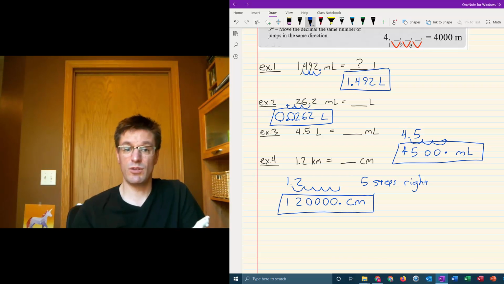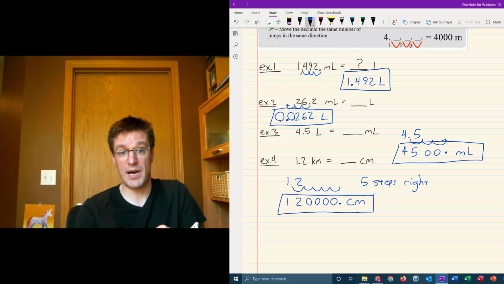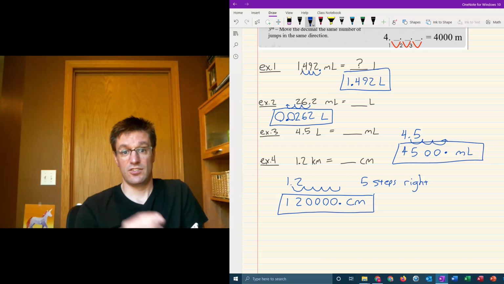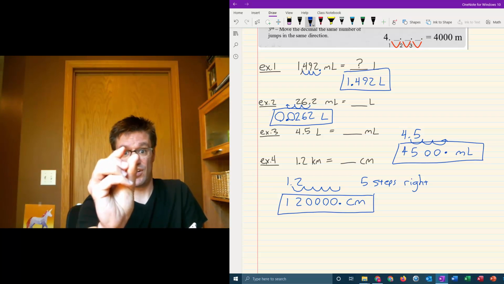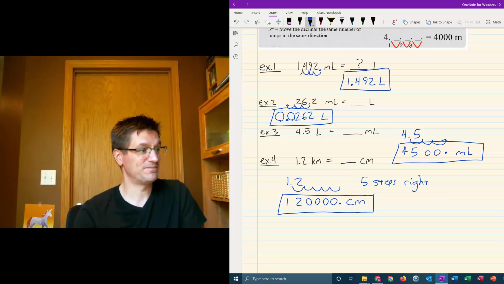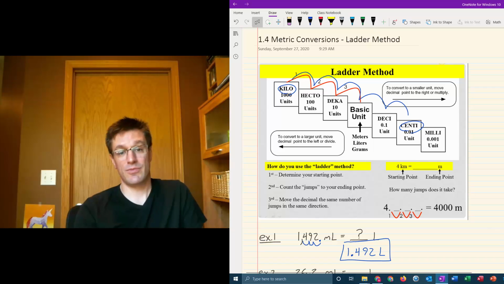And that makes sense, right? 1.2 kilometers, that's almost a mile. And a centimeter is only this long. So if I need to count how many of these there are in a length that's almost a mile, yeah, that's going to be a lot, 120,000. That's all there is to it. The ladder method is really slick. I encourage you to use it.